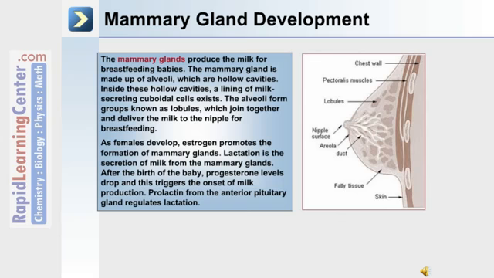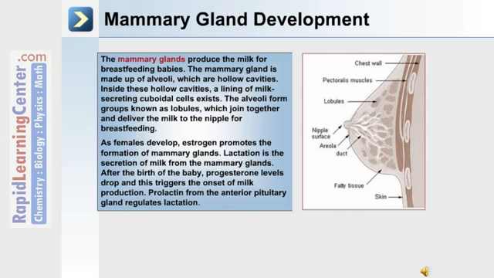The mammary gland is made up of alveoli, which are hollow cavities. Inside these hollow cavities, a lining of milk-secreting cuboidal cells exists. The alveoli form groups known as lobules, which join together and deliver milk to the nipple for breastfeeding. As females develop, estrogen promotes the formation of mammary glands. Lactation is the secretion of milk from the mammary glands.